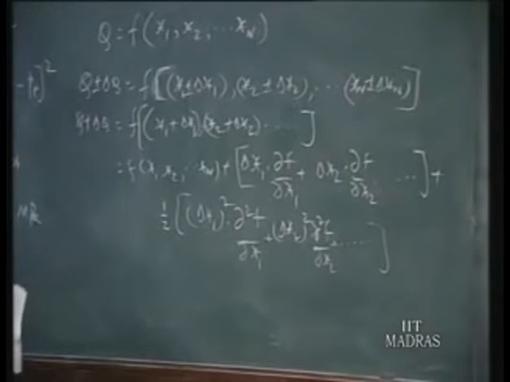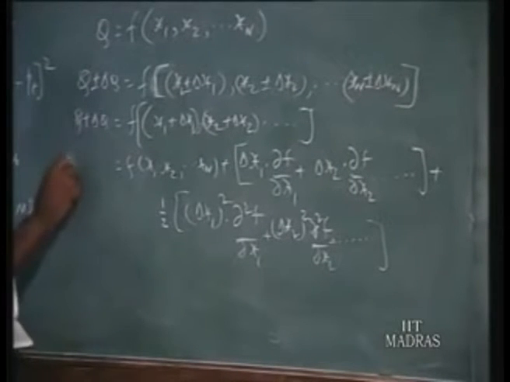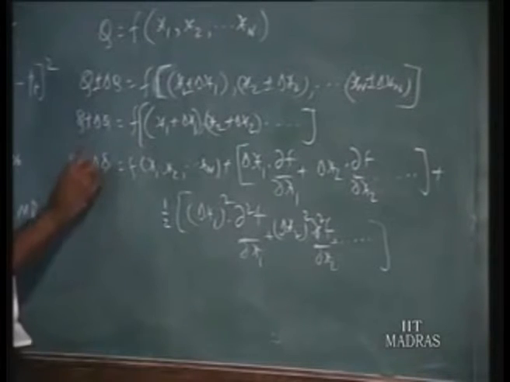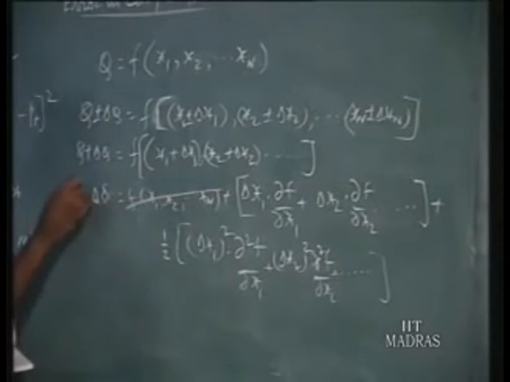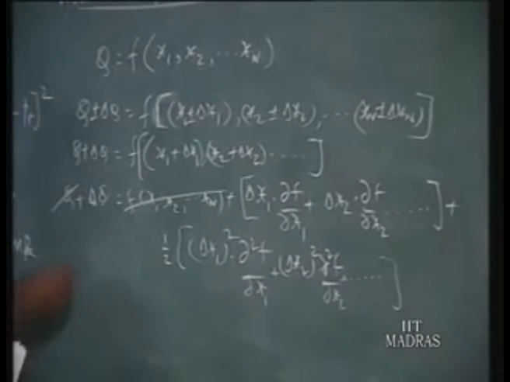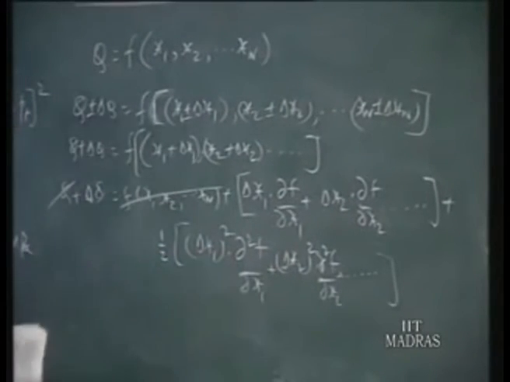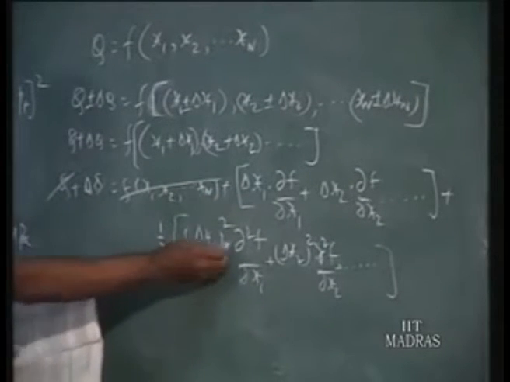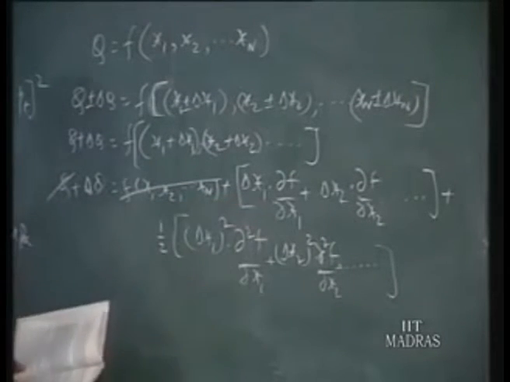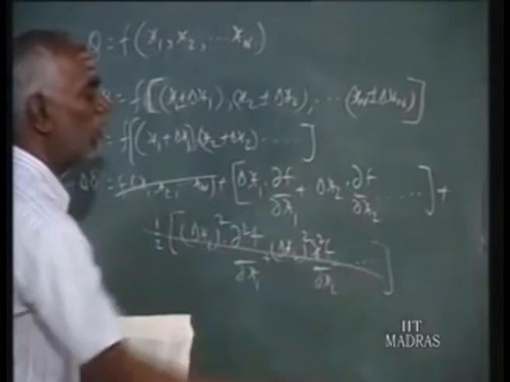Now you find here you have q plus delta q, and we know q is equal to function of x1, x2. So both sides are equal and you can cancel. So delta q is equal to this plus this, and we know the error is going to be a small quantity. When it is small, the delta x1 square term you can neglect. So this also will go away.